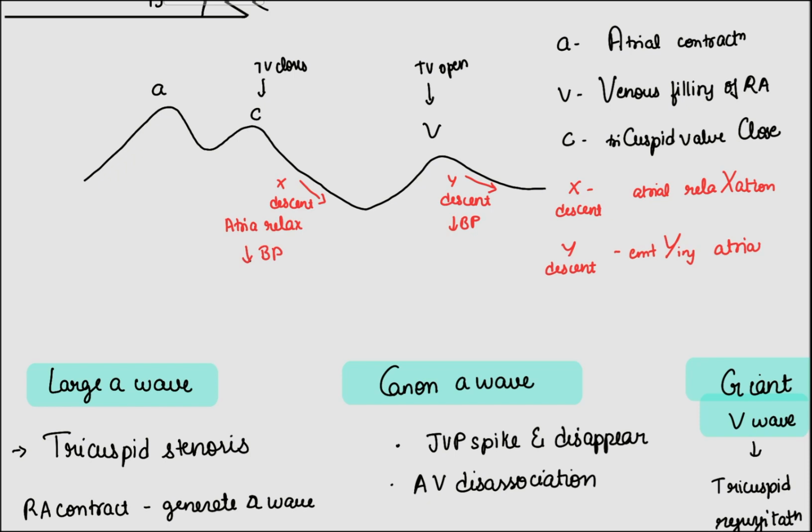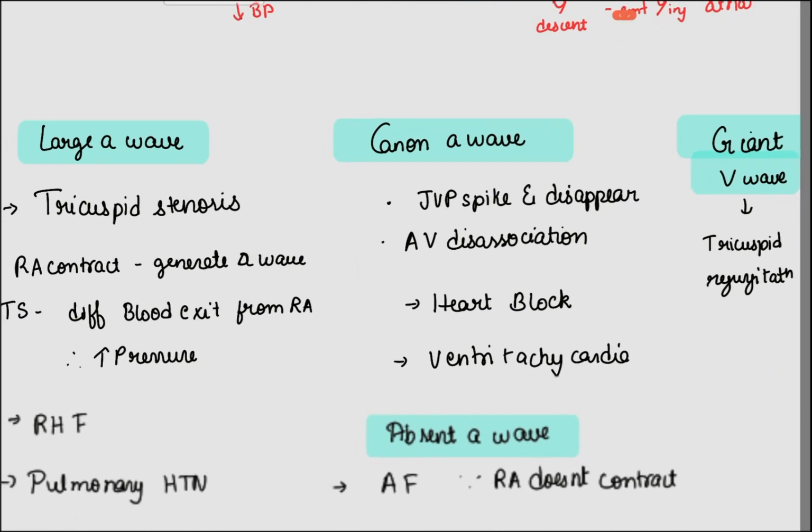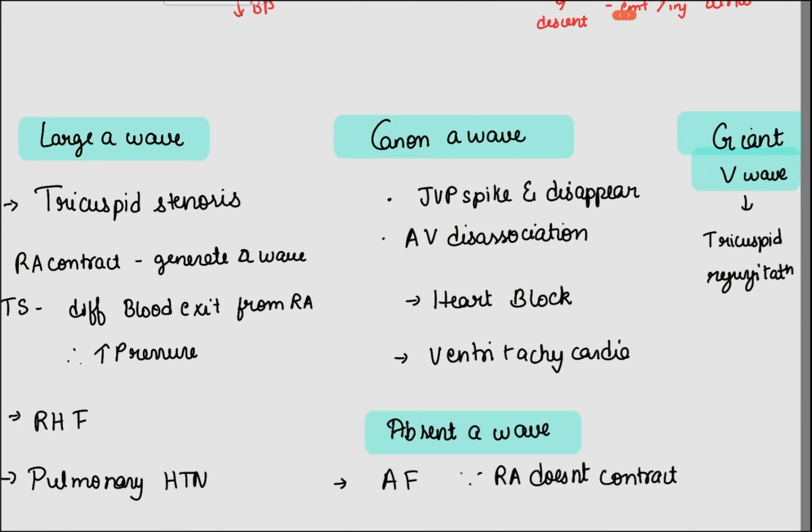As you can see, I have put letters in capital letters just to make it easy for you guys to remember. Then we have a large A wave, Canon A wave, giant V wave, and absent A wave. These are pathological conditions, and you need to know at least two to three causes.